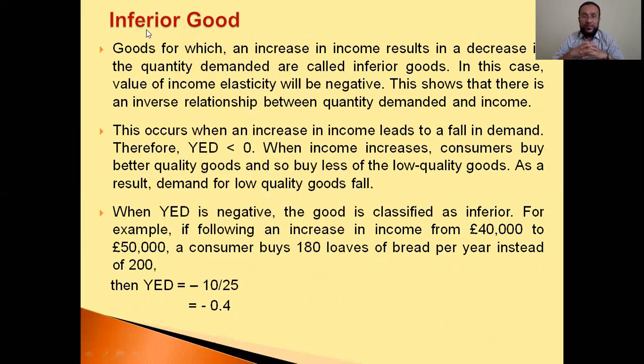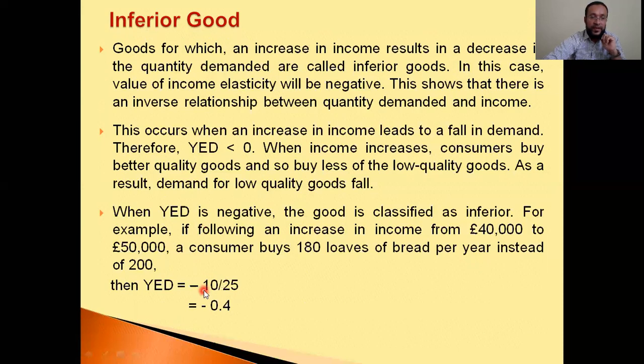When income increases, consumers buy better quality goods and so buy less of the low quality goods. As a result, demand for low quality goods falls. When YED is negative, the good is classified as inferior. For example, if following an increase in income from £40,000 to £50,000, a consumer buys 180 loaves of bread per year instead of 200, then YED equals -10 divided by 25 equals -0.4.